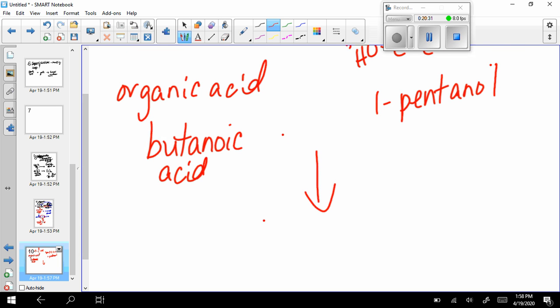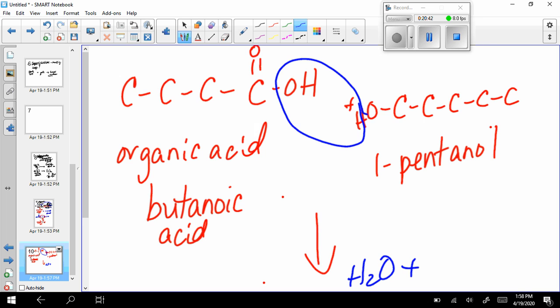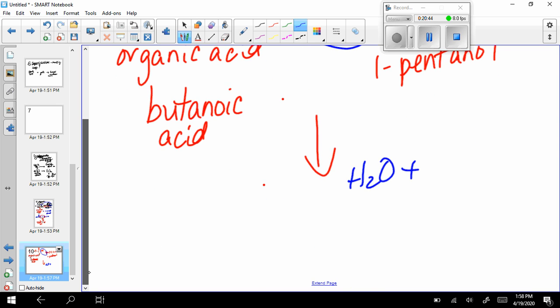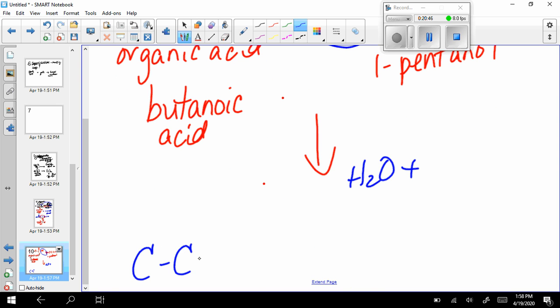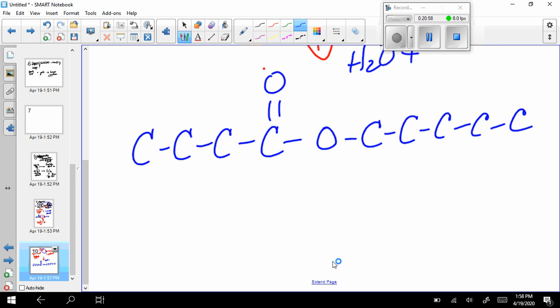And when I connect them, I will make my ester. So again, this is where I want to connect them. So I take that off. So one of my products is going to be water. The other one is going to be, all right, I take the 1, 2, 3, 4 with the double bonded O. I connect the O and then I connect the carbons of the alcohol, which was 5. 1, 2, 3, 4, 5. Awesome. There's my ester. And now I need to name it.